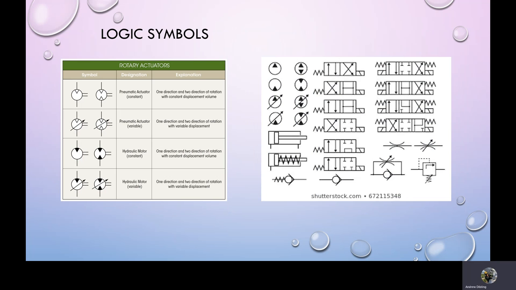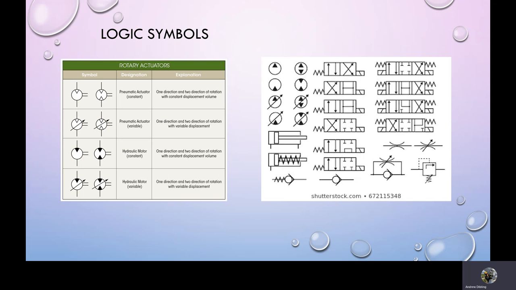So the logic symbols are fairly similar between the two, the schematic symbols. The big key difference is in a pneumatic system, the triangles are not filled in, and in a hydraulic system they are filled in. If you take a look at the left-hand diagram there under rotary actuators, you'll see the difference between both a fixed displacement and a variable displacement hydraulic motor and pneumatic motor. And of course, the arrow through it means that you have a variability there. If there's no arrow, that means it's constant. So that's something to look for.